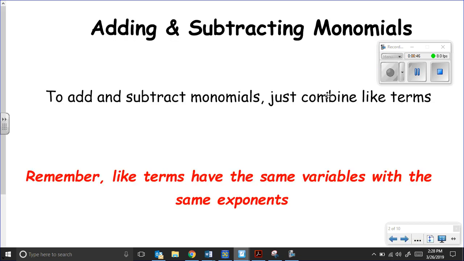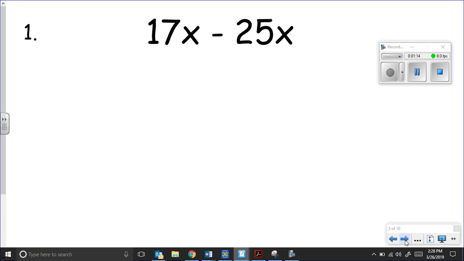So now let's talk about how we add and subtract monomials. To add and subtract them, we're just going to combine like terms. So remember, the like terms have the same variables with the same exponents, and we just combine the coefficients, which are the numbers in the front. But in doing so, we leave the variables the same, we leave the exponents the same, and the only thing we're combining are the coefficients in front.